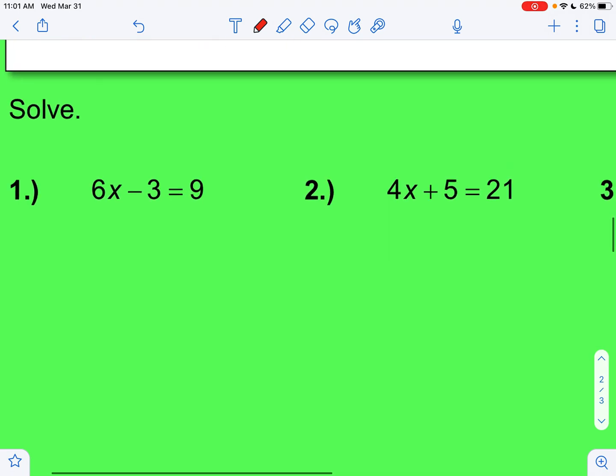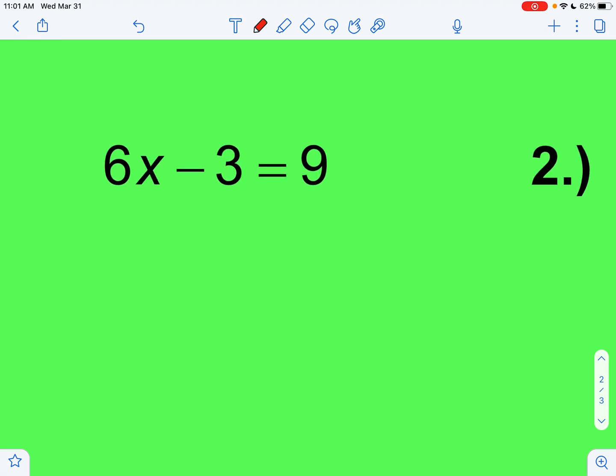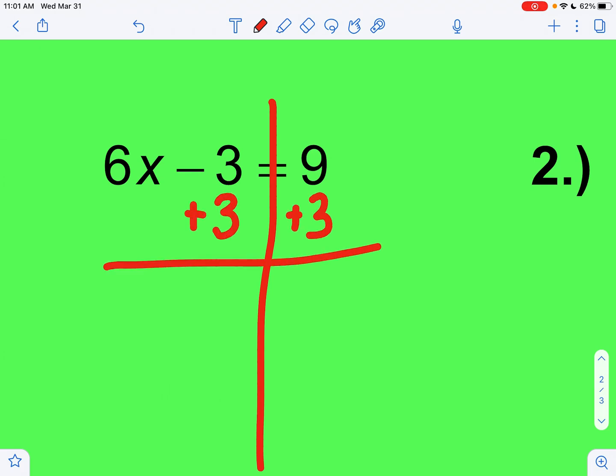Alright, so now let's practice. We have 6x minus 3 equals 9. Draw your line down the center, or down the equal sign. We need to first add or subtract. So we want to get this minus 3 over to the other side. So the opposite of minus 3 is plus 3. So we're going to add 3 to both sides. Our 3's cancel out. We're just left with 6x. 9 plus 3 gives us 12.